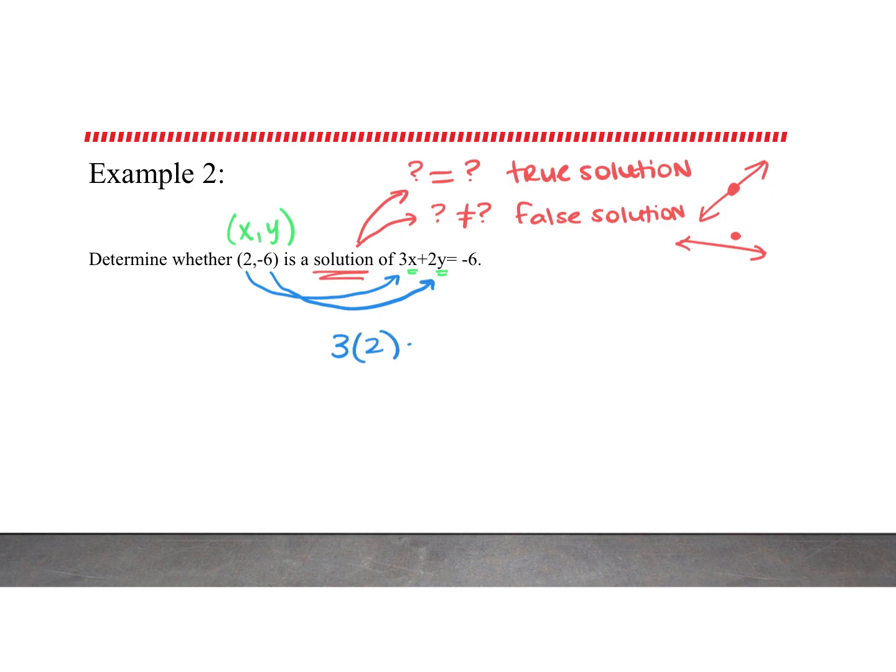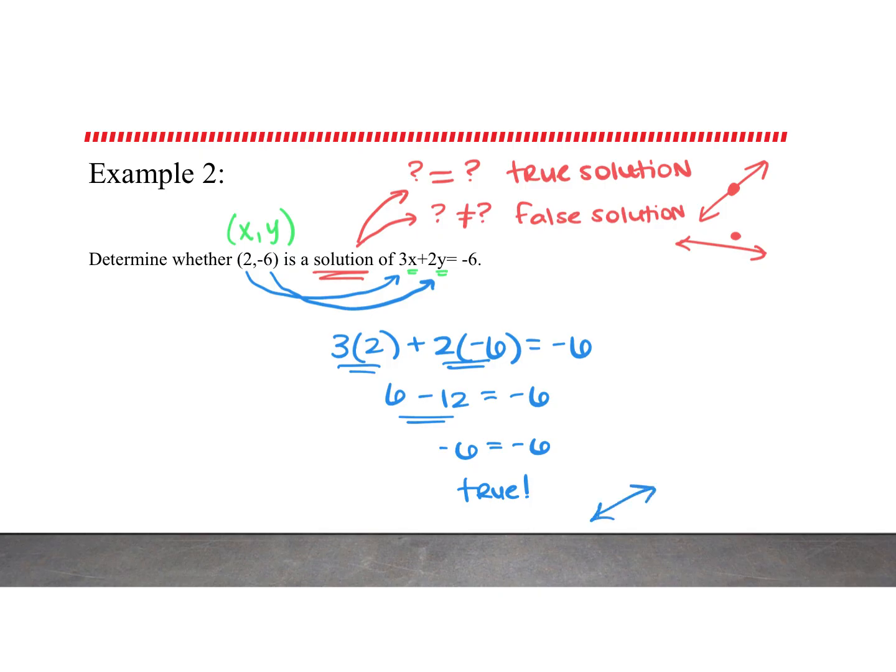So 3 times 2 plus 2 times negative 6 equals negative 6. Everything has been plugged in. Now we just want to simplify this problem out. 3 times 2 is 6. 2 times negative 6 is negative 12. We can subtract on the left-hand side to get negative 6. And then we check ourselves. Are both sides equal? Yes. So this is true. This is indeed a solution to this equation. And again, that means if we sketched it, it is a dot on our line.